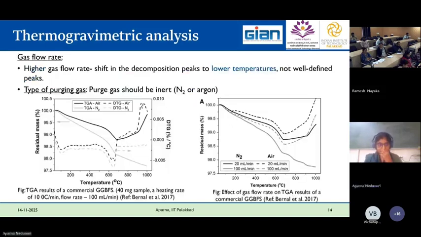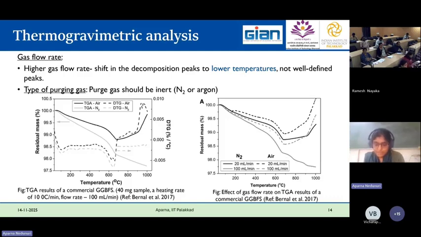Okay. We have discussed the gas flow rate. Gas flow rate will also tell us at what rate we are removing the volatiles that are accumulating above the sample. And we have also seen what is the type of purging gas. If we see over here, this is a TGA curve for commercial GGBFS. The dark gray color over here shows the TGA curve at 100 ml per minute flow rate. 100 ml per minute flow rate means we are removing the volatiles at a higher rate. So there is no point of accumulation, and hence there is a continuous weight loss.